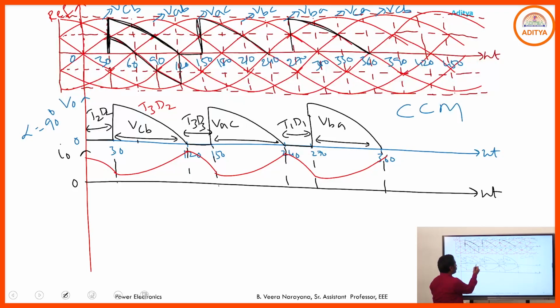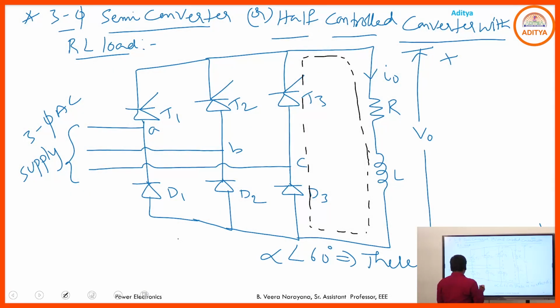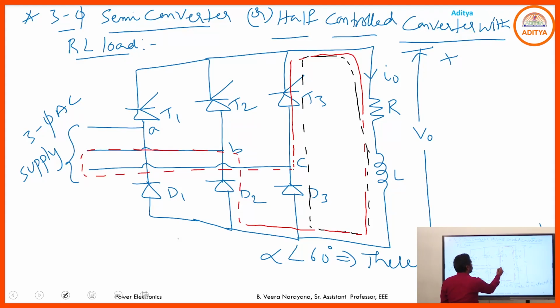From 30 to 120, positive output voltage. What does that mean? VCB is available across the load due to the conduction of T3, D2. Then what is the current flow through the circuit? T3, D2 now. Then phase C, T3, R, L, D2, B and C. This is the current flow through the circuit.